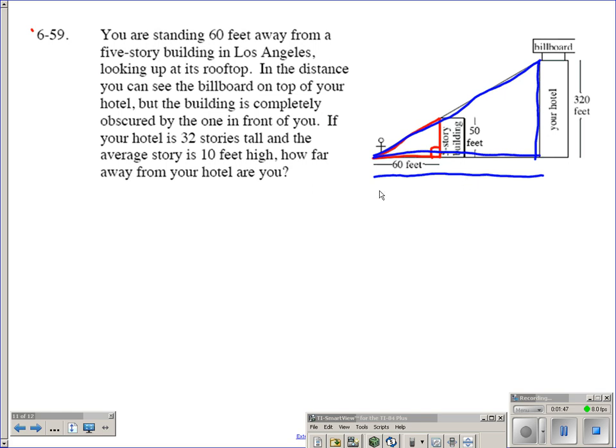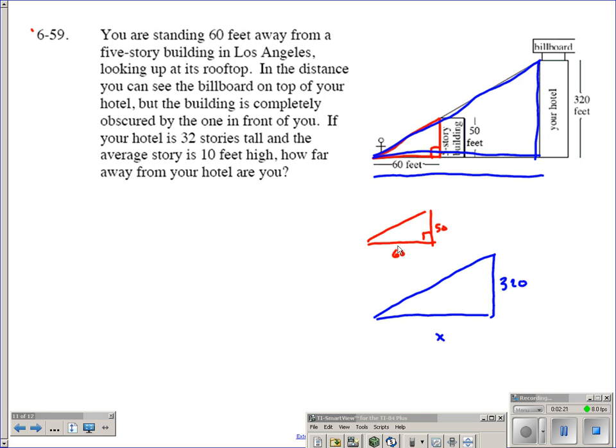So our measurements for the small triangle, or I'll even refer to it as the red triangle, are going to be 60 feet by 50 feet. And the corresponding triangle here, we're coming up, and we know that it is actually 320 feet tall, but we don't know this distance. We can set up a proportion to solve it and get our value.